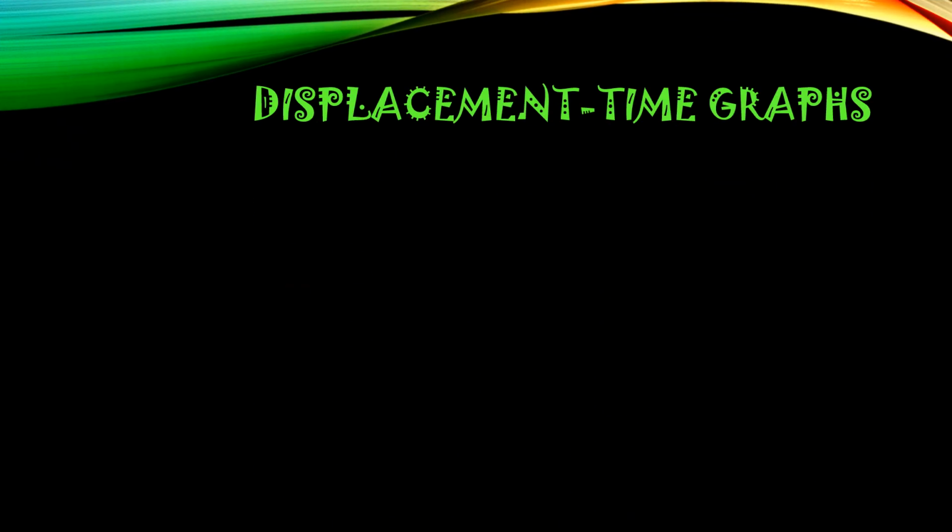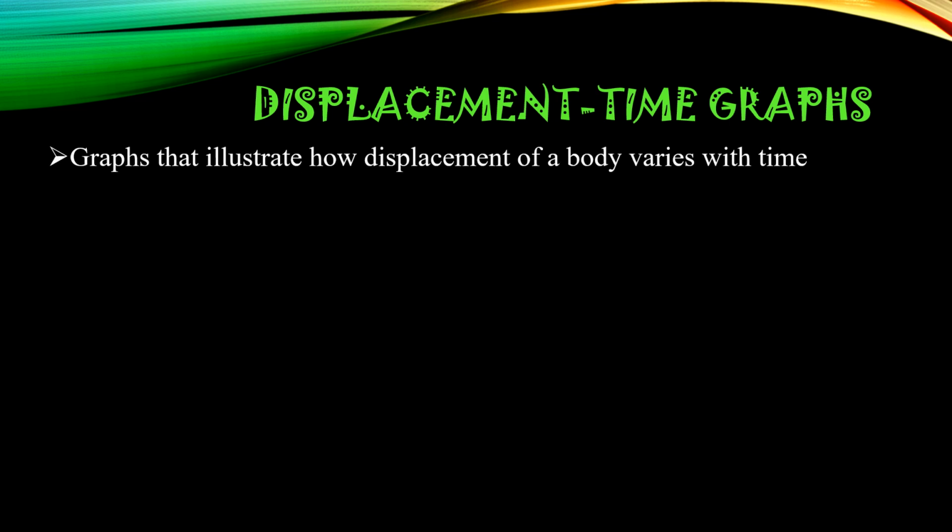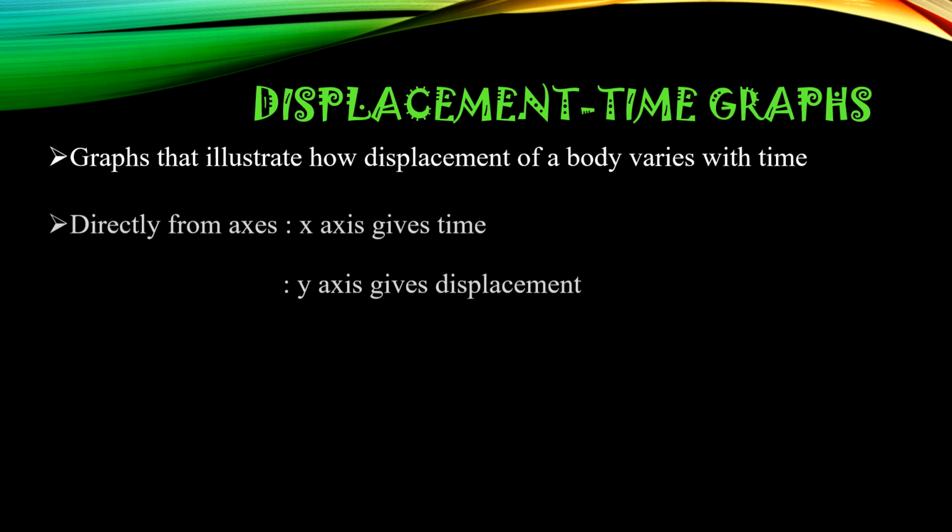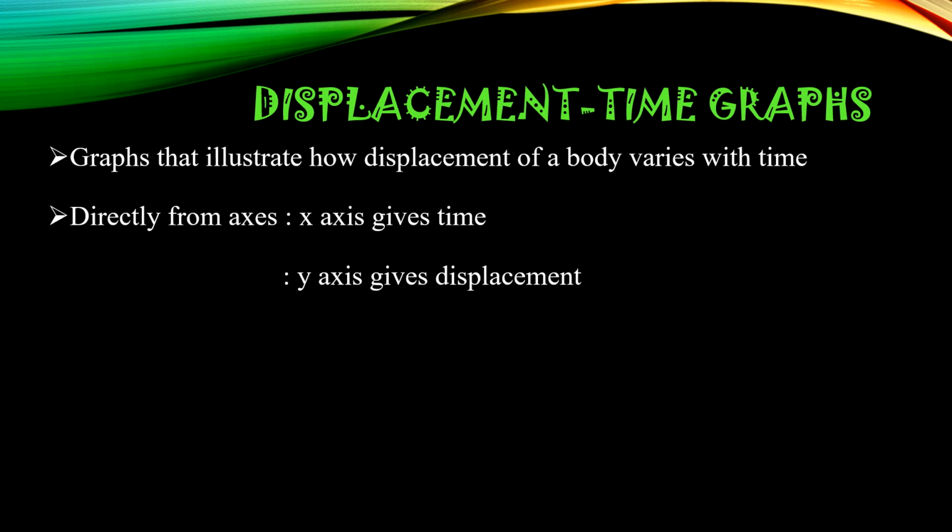Let's start with displacement time graphs. A graph that illustrates how displacement of a body varies with time is a displacement time graph. Directly from the x-axis, time is indicated, and directly from the y-axis, displacement is indicated. Gradient of a displacement time graph gives velocity. Area doesn't give anything.